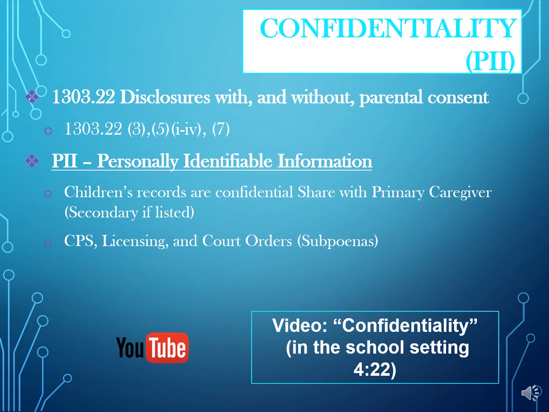So now we're going to go into confidentiality and PII. PII is personally identifiable information. 1303.22, disclosures with and without parental consent. Remember, everything in the child's record is confidential. You can share information with the primary caregiver. If there's a secondary or other adult listed, then you can share information about that child with them.